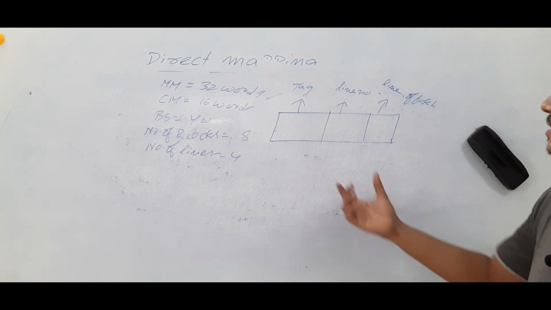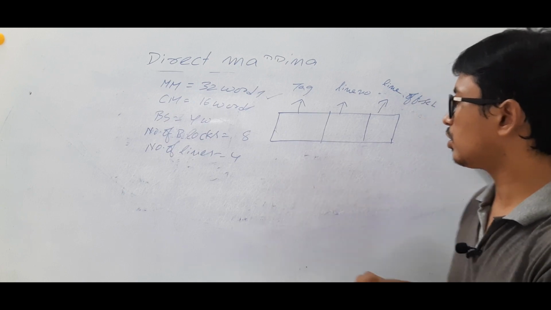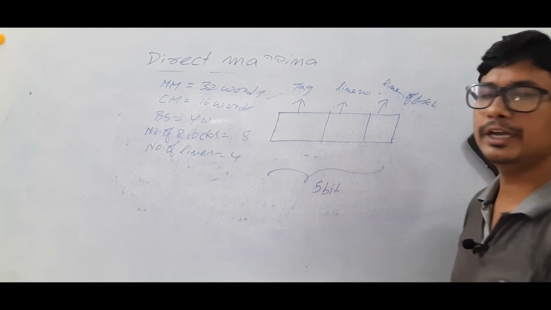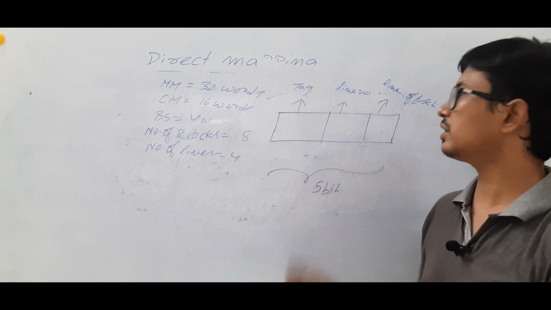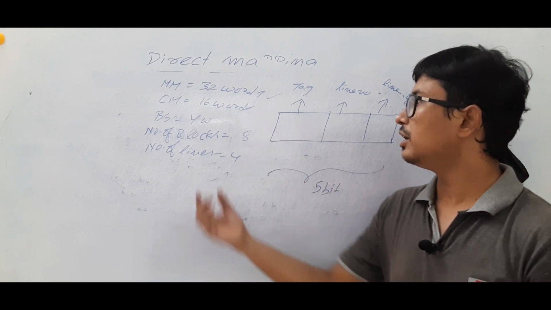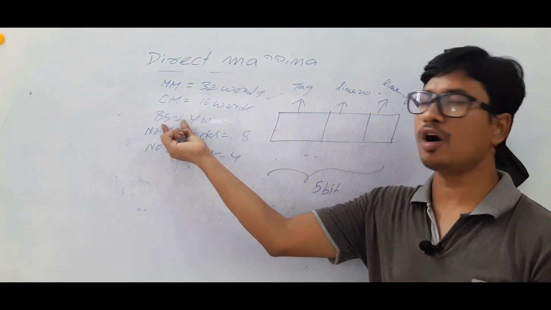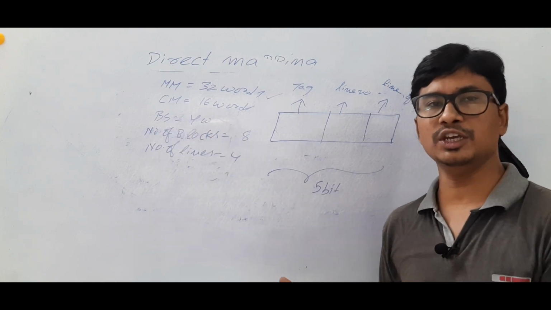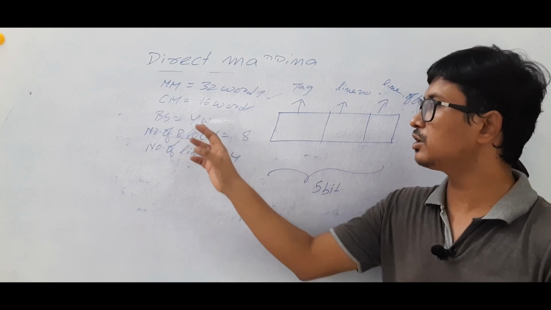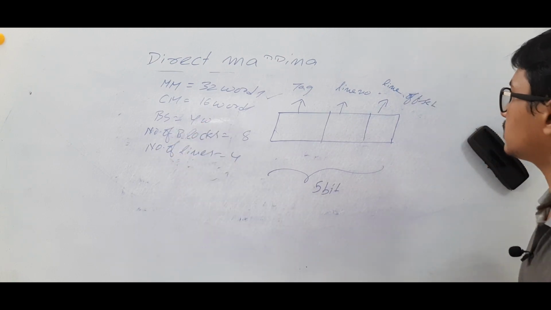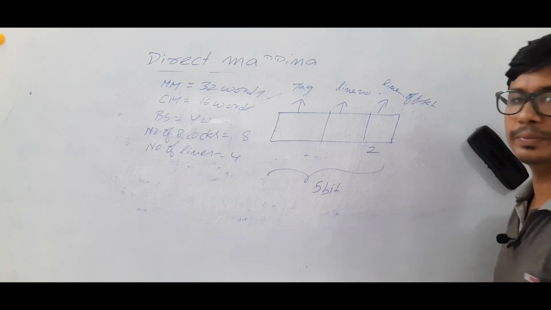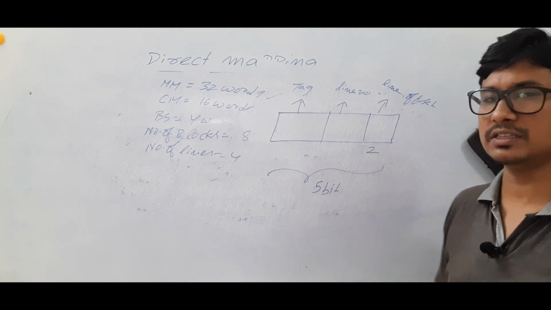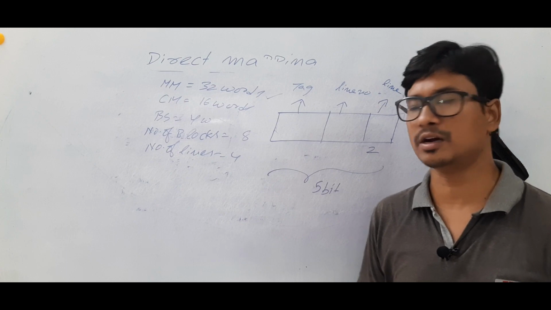Now let me discuss how many bits are required. The total bits are 5 bits. Will you accept it or not? Because main memory size is 32 words, the total address space is 5 bits. Now the block size, or line size, is 4 words. So 4 words can be recognized using 2 bits. So the line offset or block offset consists of 2 bits according to this example.